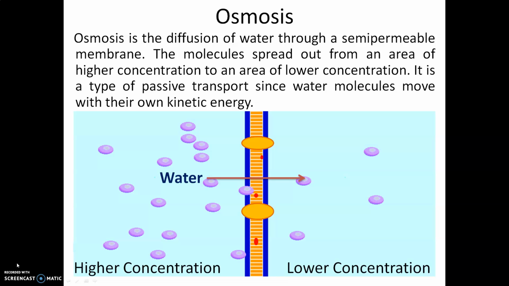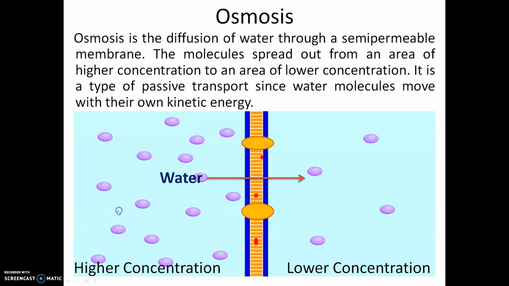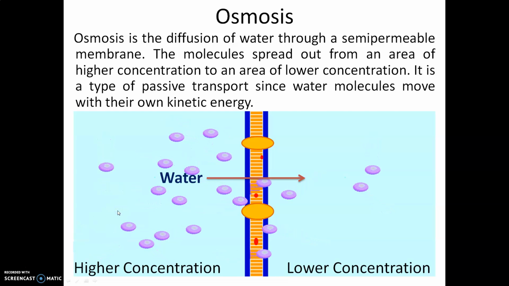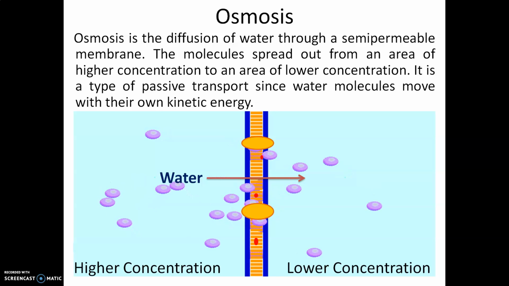Up to this point, we talked about particles or solutes moving through the membrane. Osmosis is specifically water molecules, and these molecules will spread out from an area of high to low concentration, just like we talked about in simple diffusion. Osmosis is a type of passive transport because the water molecules are moving with their own kinetic energy, and there will be no extracellular energy to move these water molecules. So you can see here that they will be able to move right through that membrane.